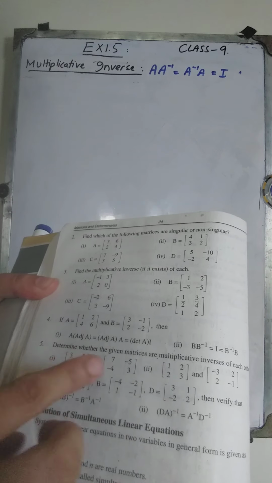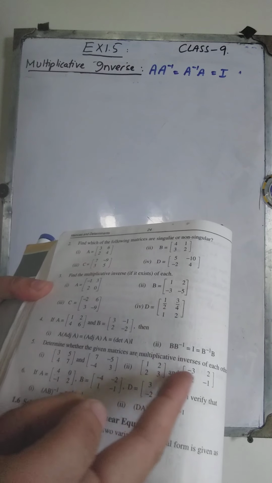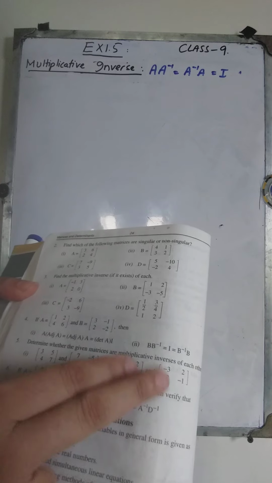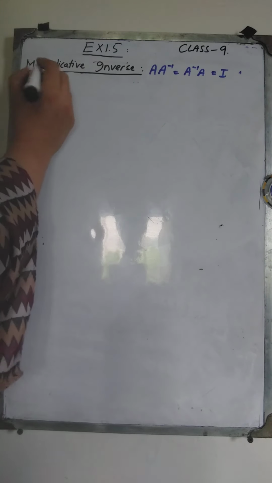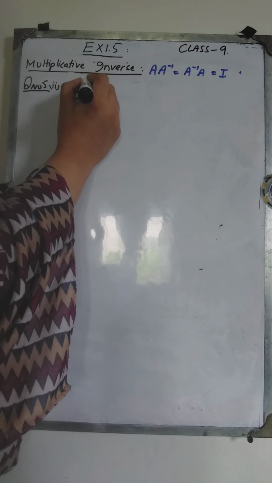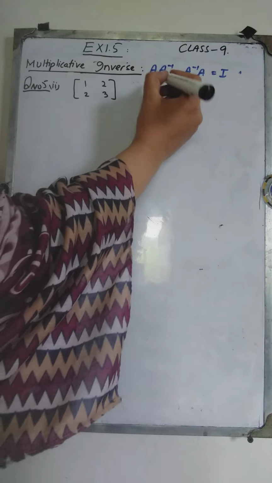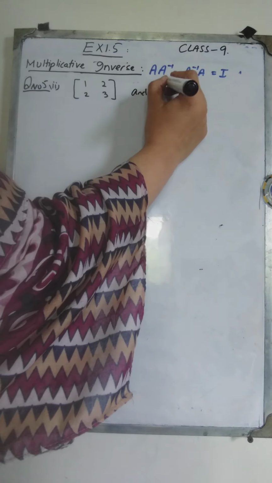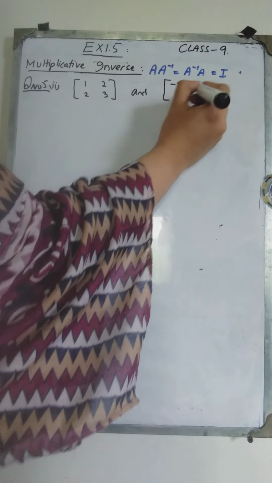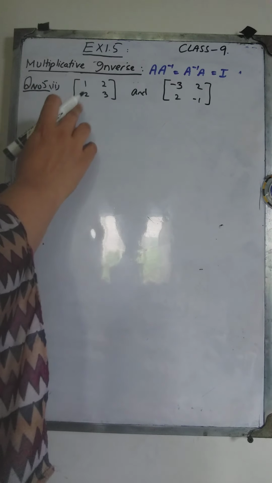Okay, I will do one of the two parts. Let me select the second part. We will check whether these are multiplicative inverses or not. You are given two matrices and you have to check whether these are multiplicative inverses or not. Question number 5, part 2. You are given the matrices 1, 2, 2, 3 and these are the two matrices given to you.